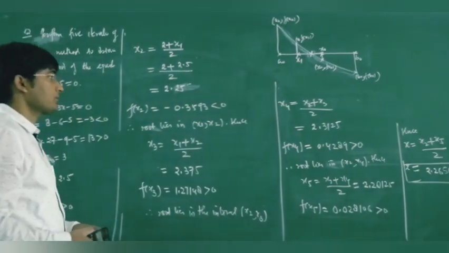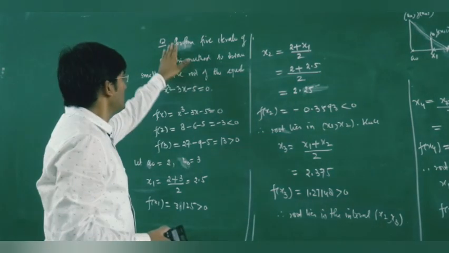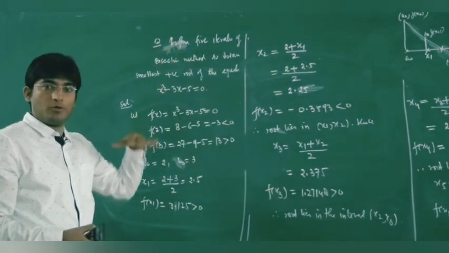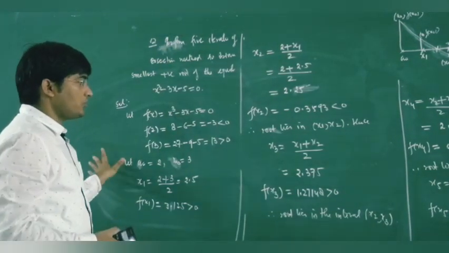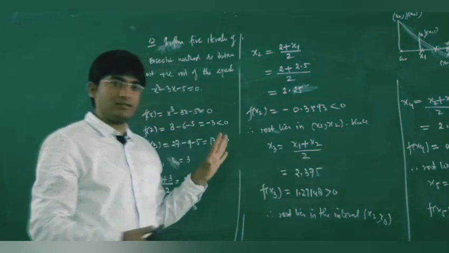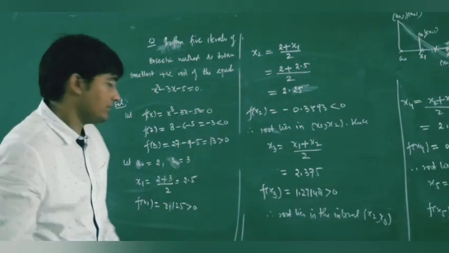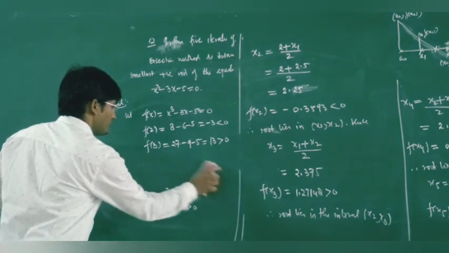Now let us obtain the 5 iterations with the help of a table. So we do not need to have such calculations. So let us solve the same problem with the help of the table. So let us construct a table.